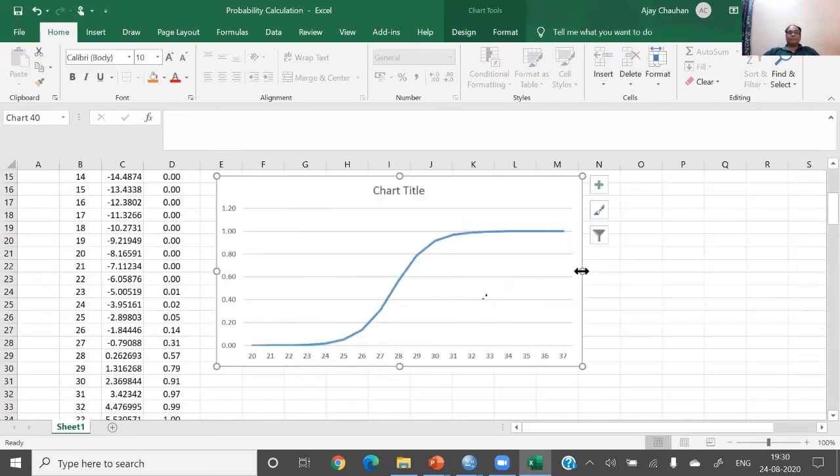Whenever you are thinking to write a paper on logistic regression, you have to plot these kinds of graphs. Otherwise, because probability graphs are very important in logistic regression.